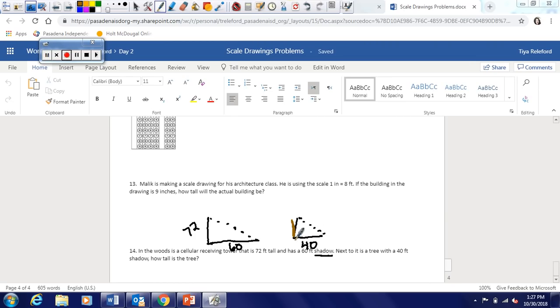So this is the tree. See? So that's our X. And this is the cell tower. I don't know how to draw a cell tower. I guess maybe red dots on the top. And it's 72. So you are color coding your own drawing to solve.